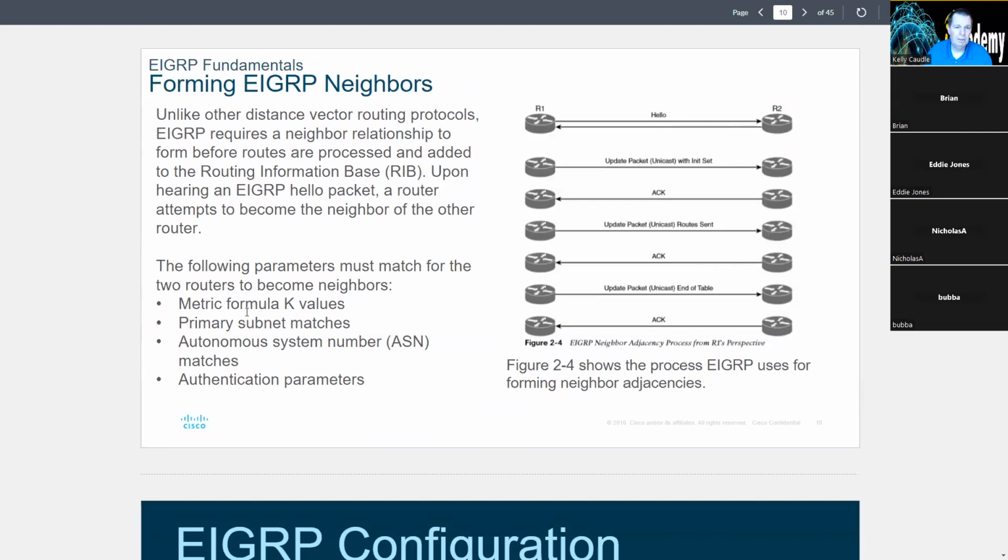So we're forming our neighbor relationships. Now, in order to form a neighbor relationship, a couple things have to match. One is your autonomous system number has to match. Your primary subnet has to match. And your metric values, your K values. We'll talk about those in a minute, but the items that form the basis for your metric must match. So if you ever change your K values, you have to change them in your entire network, or at least between every neighbor that you're going to change it on. But you really need to change it on every individual router if you're going to change K values at all. And then if you do have authentication set up, then authentication must also be enabled on both sides.